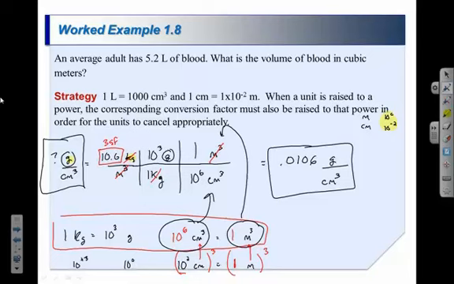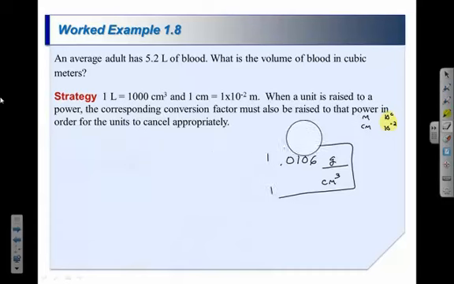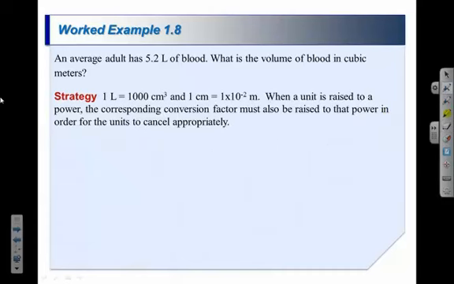All right, let's look at this worked example then. Here I've got 5.2 liters of blood. I want to know what the volume is in cubic meters. So the question is, how many cubic meters, or meters cubed, is equal to 5.2 liters of blood? It doesn't have to be blood, it could be anything.